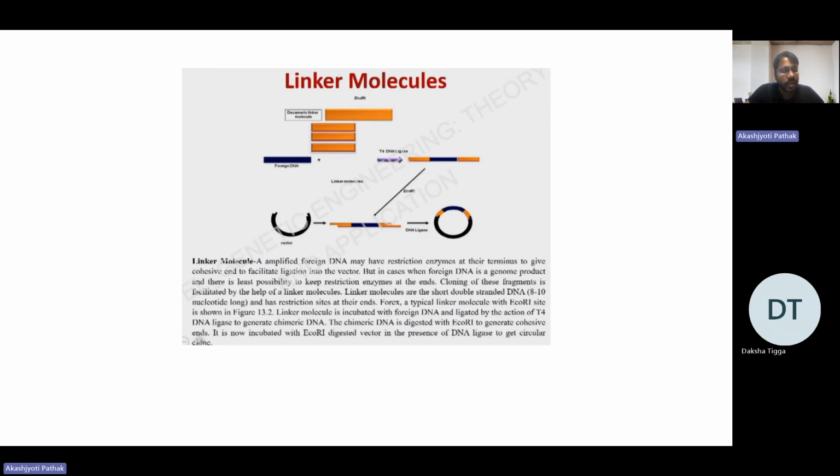Other than this, you have linker molecules and adapter molecules. If you want to clone a gene of interest within a vector, but your gene of interest does not have that particular restriction site, then you can add a linker molecule. The linker molecule will have that particular restriction site. You treat the linker molecule attached to your gene of interest with that particular restriction enzyme, and then you clone it in the vector. So these adapter molecules and linker molecules were discussed. Okay, you go through it.